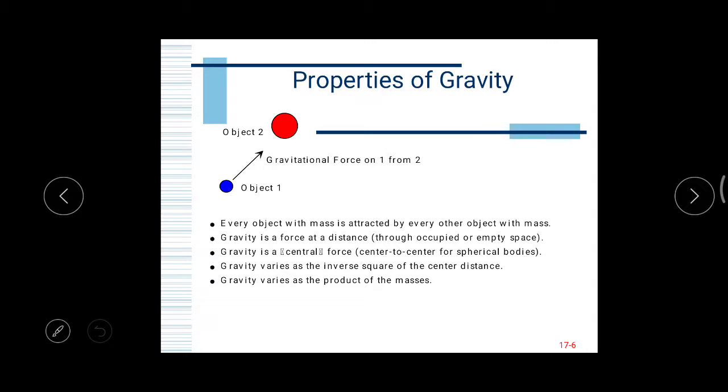And gravity varies as the inverse square of the center distance. And the gravitational force is directly proportional to the product of the masses. So this much portion, just go through the textbook and read it. The remaining we will discuss later.